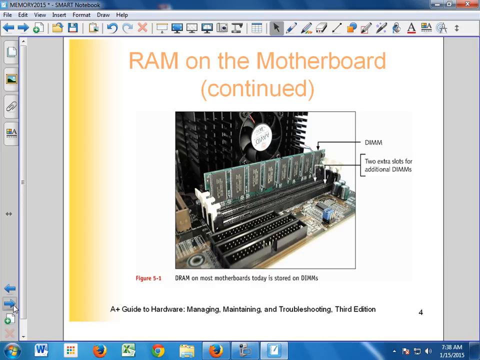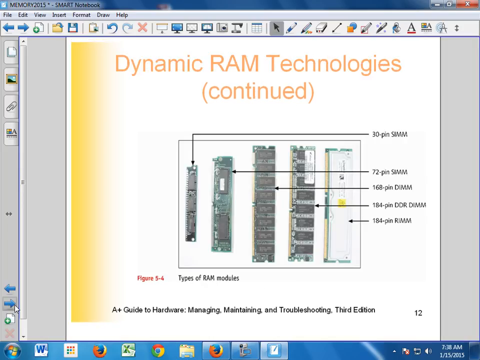Some people willy-nilly add lots of RAM to their computer that they don't need, and some people have far too little. At the cost of RAM today, which is really, really low, RAM is the easiest way to make your computer run faster. Okay, so we've got those RAM sticks on the motherboard.